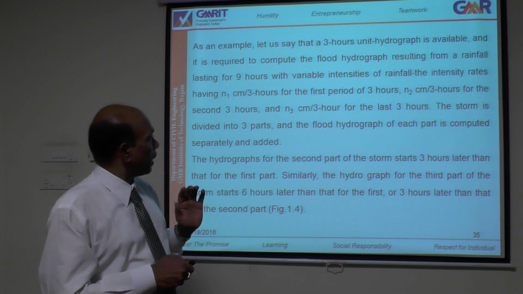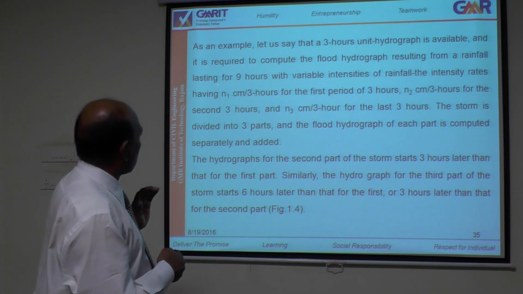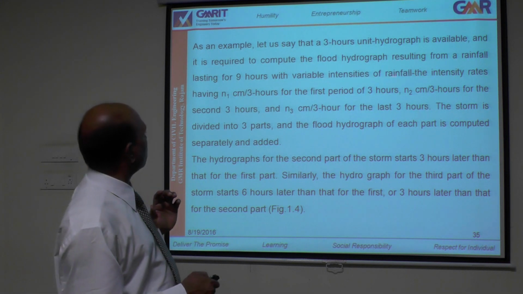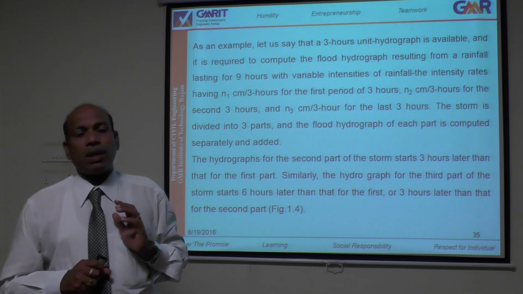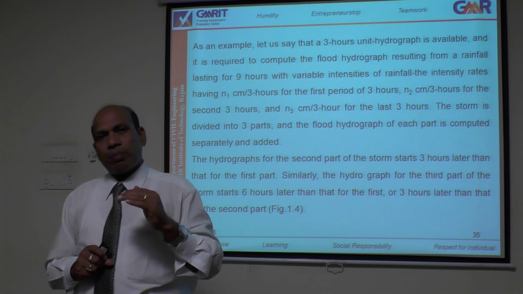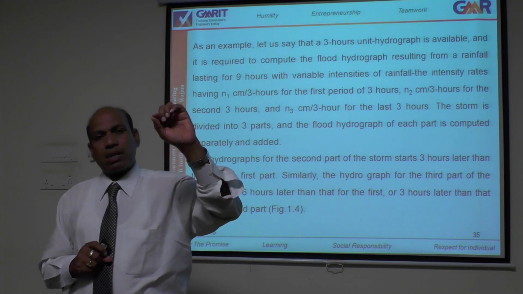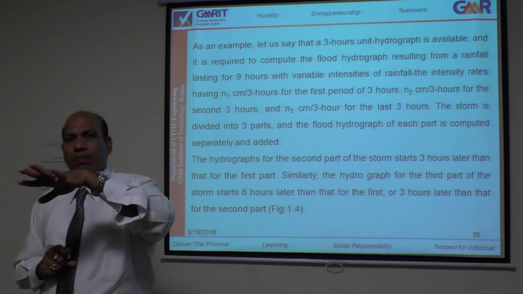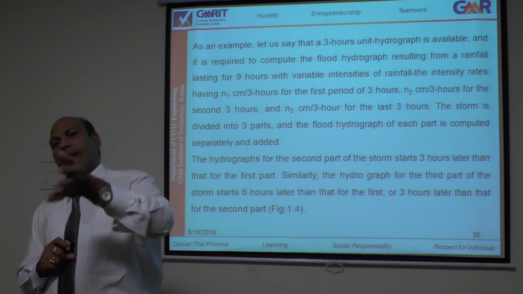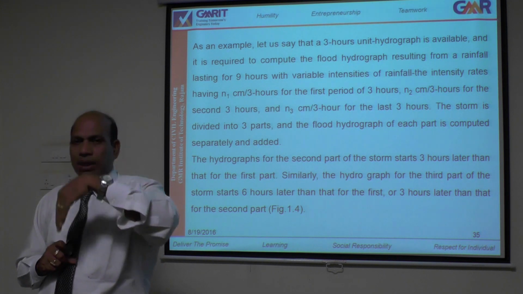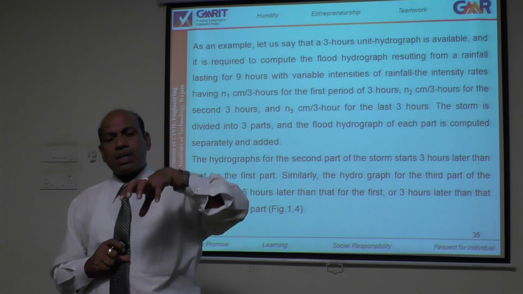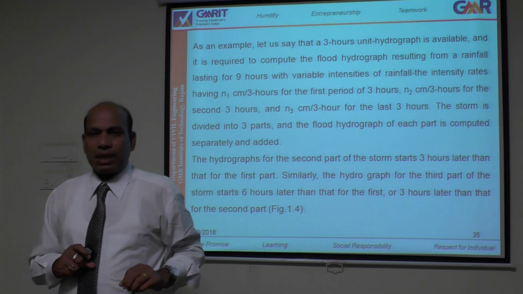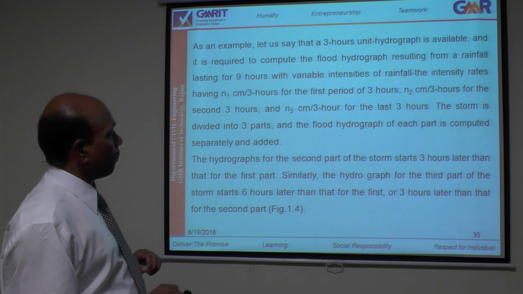Further, what we are going to do here, out of 9 hours of rainfall, the intensities vary. For example, first 3 hours, 10 centimeters of rainfall for 3 hours duration. Next 3 hours, 15 centimeters of rainfall for 3 hours duration. Next, 20 centimeters of rainfall for 3 hours duration. That means the intensities vary. First 3 hours 5 centimeters, next 3 hours 10 centimeters, next 3 hours 15 centimeters. Yes, this is the rainfall pattern.